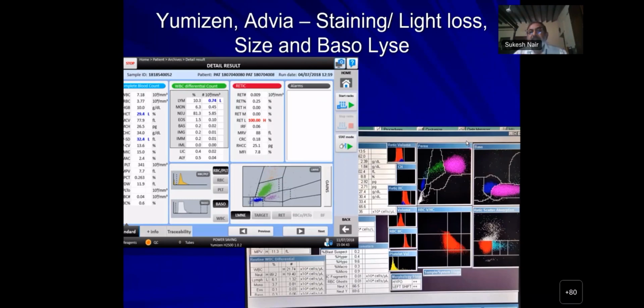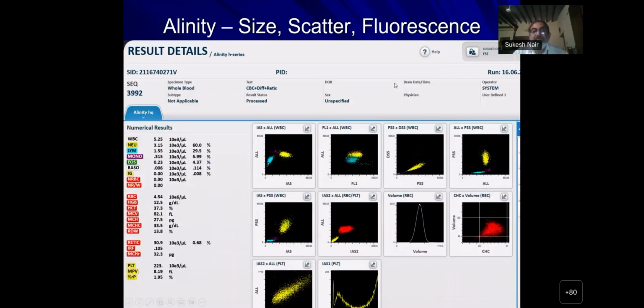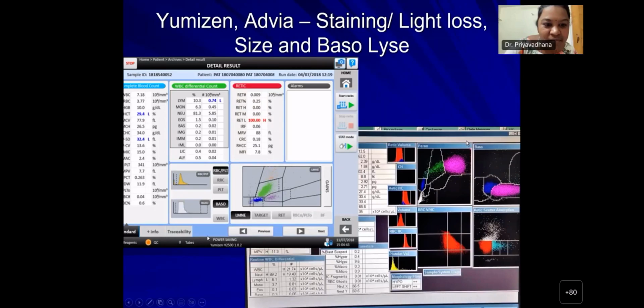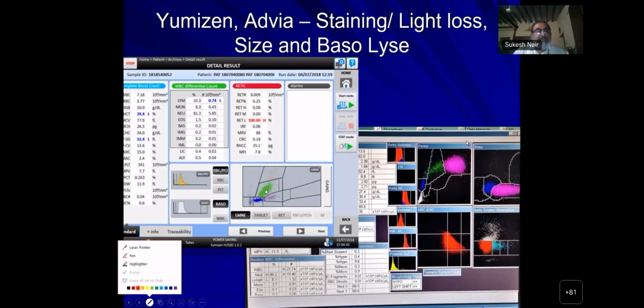Excuse me, sir. Sorry for interrupting. Sir, some of the students have asked, can you use the laser pointer? Okay, fine. How do I use the laser pointer? Sir, if you go below. Okay. That pen light thing? Yes, sir. Okay.